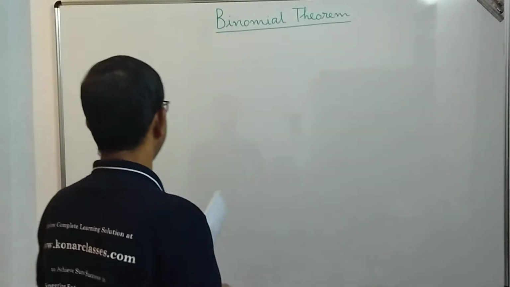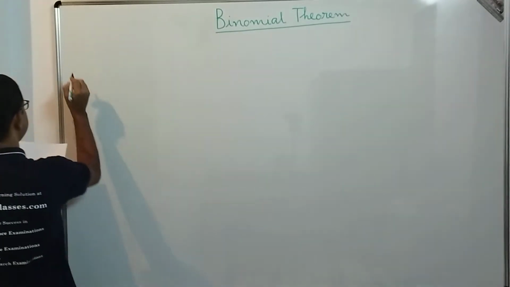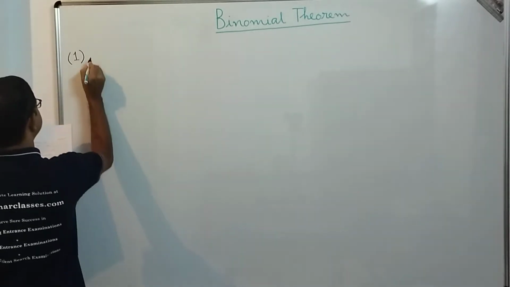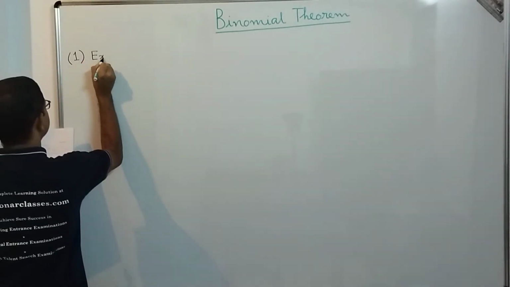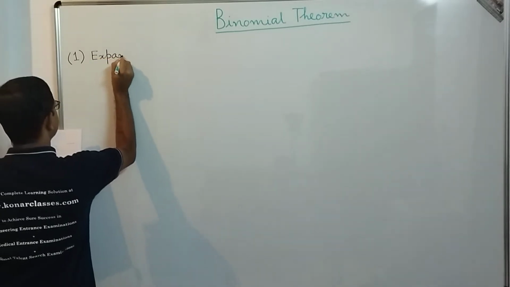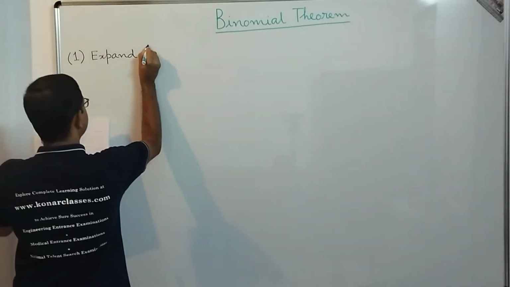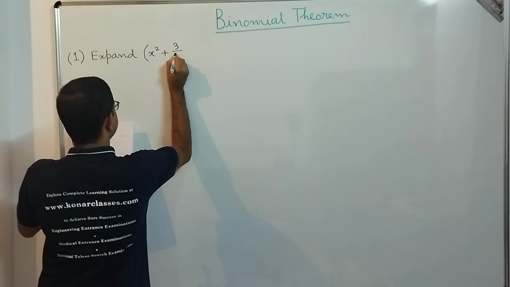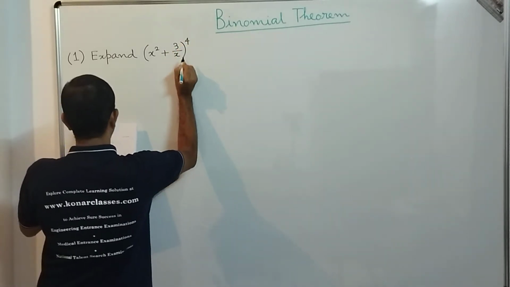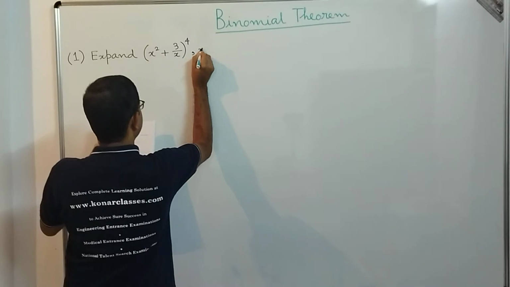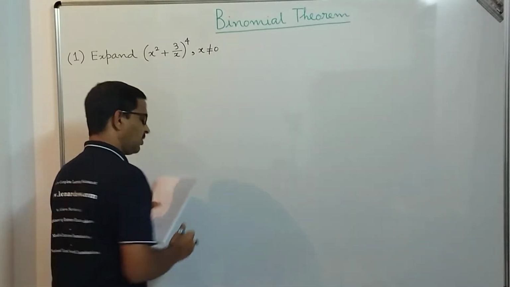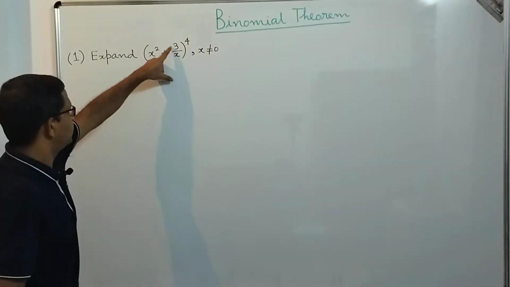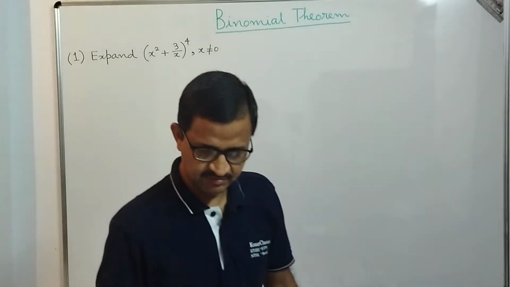So the first question I am taking from my notebook. The question is: expand (x square plus 3 by x) complete power 4, where x is not equal to 0. Obviously x is not equal to 0, because if x is equal to 0, then this term 3 by x will not be defined, because something by 0.